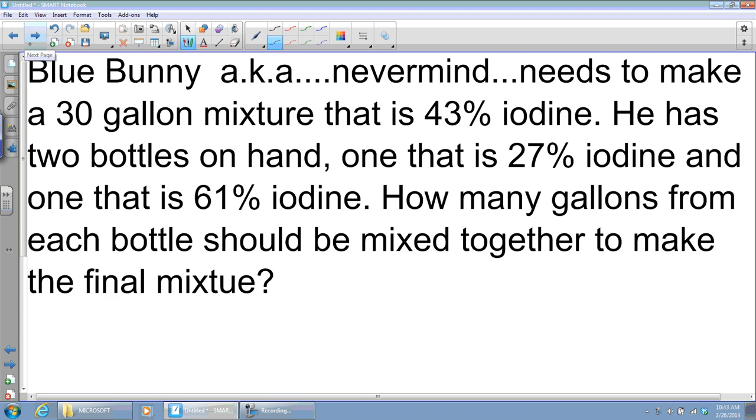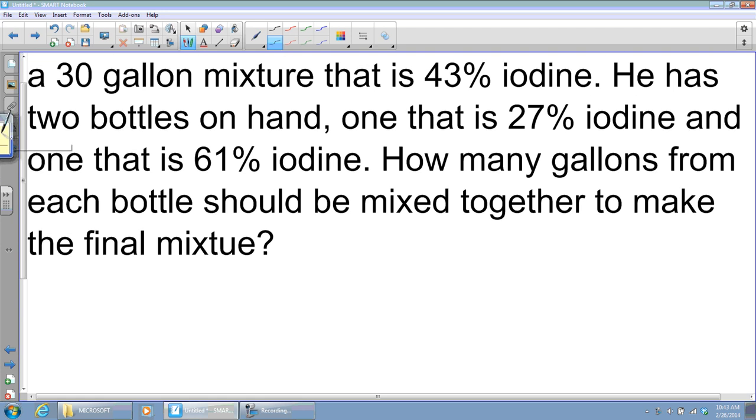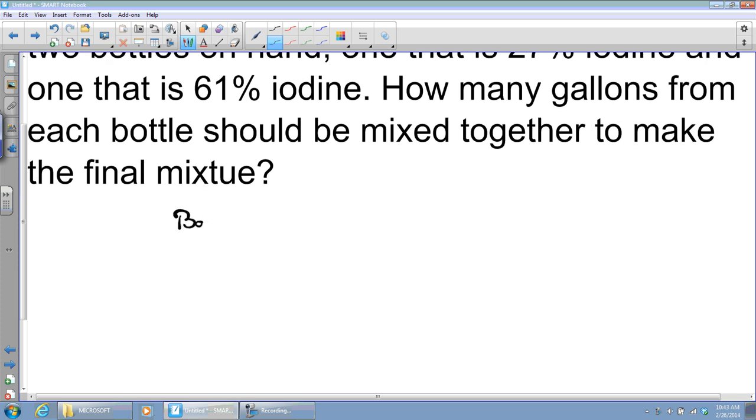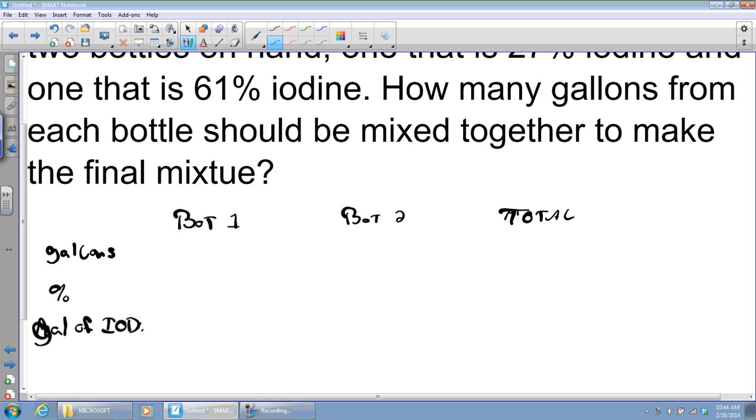Blue Bunny, aka, oh, never mind, needs to make a 30-gallon mixture that is 43% iodine. He has 2 bottles on hand. One is 27% iodine and one is 61% iodine. How many gallons from each bottle should be used to make the mixture? Well, let's see. We've got bottle 1, and we've got bottle 2, and then we've got our total, right? And here we have our gallons, and then we have our percent as a decimal, and then we have the gallons of iodine, right?